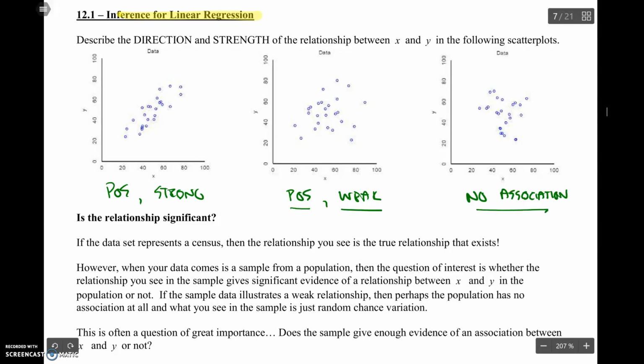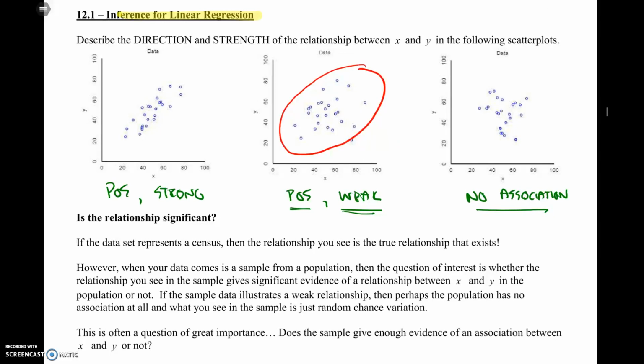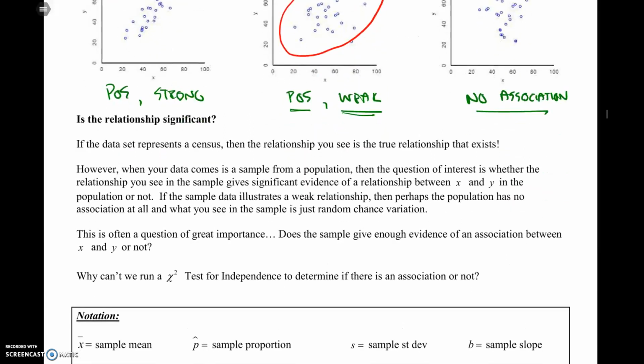The problem is, though, if we're sampling from a population and we see something like this, can we really say the relationship in the population is positive and weak also? Or might we have just gotten these 20 points and the population has got a whole lot more points and the population is actually negative? So a question of interest becomes, when we sample from a population, if we see what we see in our sample scatter plot, what conclusions can we draw? What inferences can we make about the population scatter plot when we don't have the population data?